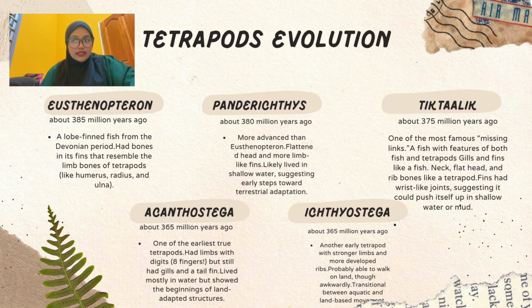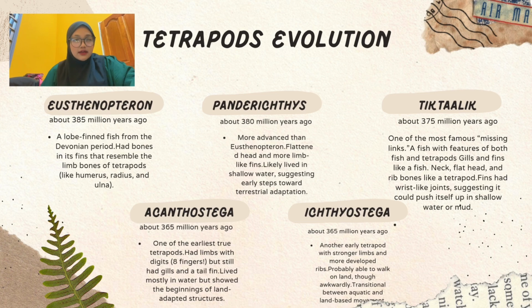likely living in shallow water, suggesting an early step toward terrestrial adaptation. For Tiktaalik, about 375 million years ago, one of the most famous missing links, a fish with features of both fish and tetrapods: gills and fins like a fish, and a neck, flat head, and rib bones like a tetrapod. Its fins had wrist-like joints, suggesting it could push itself up in shallow water or mud.